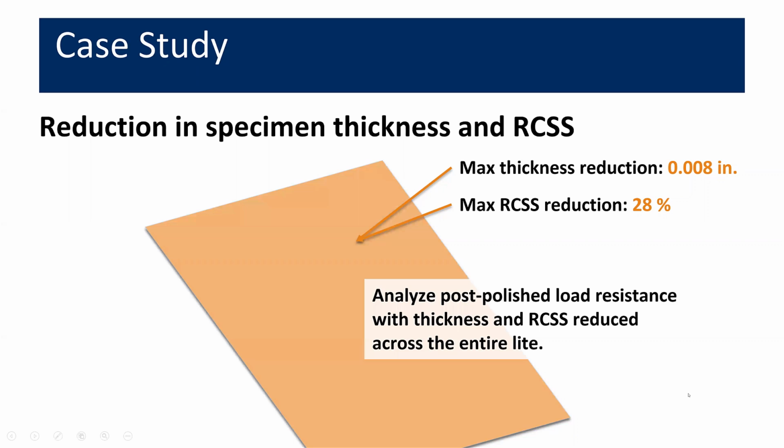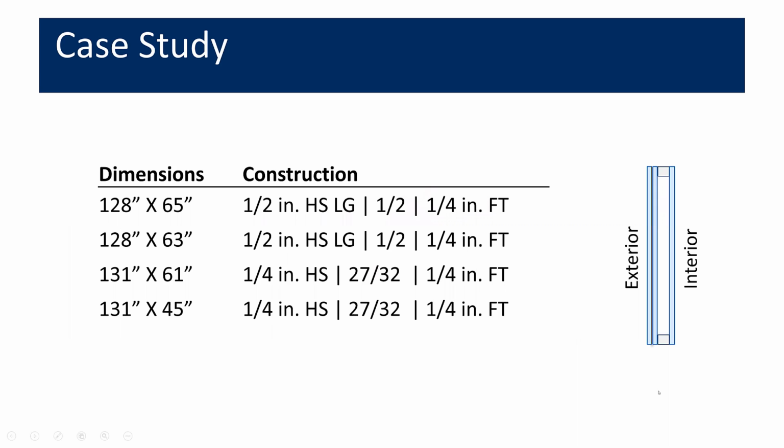However, to simplify our analysis to check the load resistance and to add just a bit of conservatism, we're going to go ahead and analyze our capacity based on the reduced thickness across the entire plate and the reduced RCSS across the entire plate as well. Even though we know that there was only one location where that actually was polished, or one or just a few locations, potentially. So in our case study, we were looking at 4 different sizes of glass with 4 different constructions.